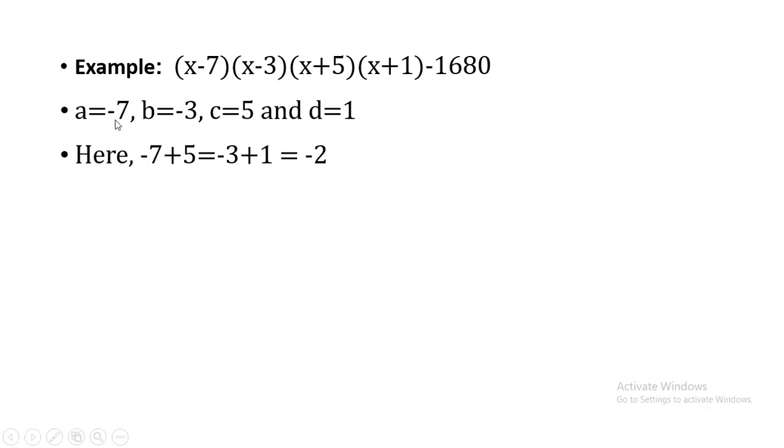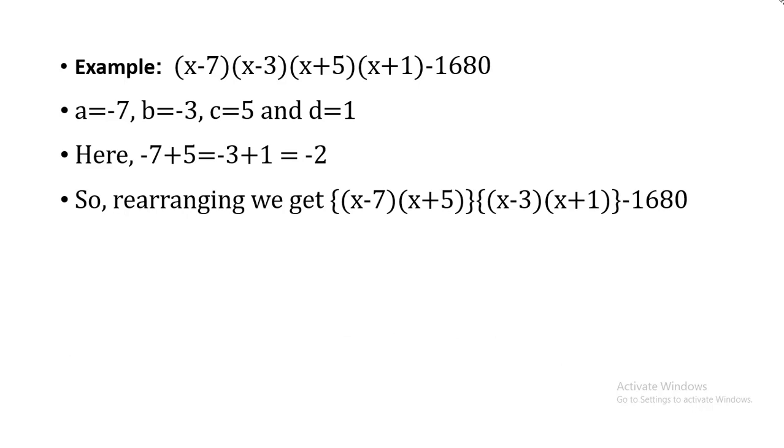As you can see, minus 7 plus 5 equals minus 3 plus 1, that is minus 2. If you do minus 7 plus 5, the result is minus 2, and if you do minus 3 plus 1, the result is minus 2. Now we have arranged this equation such that x minus 5, x plus 5, and x minus 3 and x plus 1. These are the two pairs that we needed. We'll multiply them and convert it into a quadratic form.